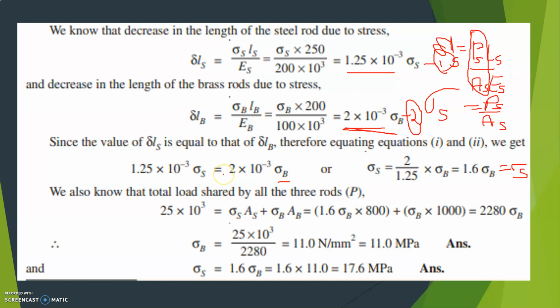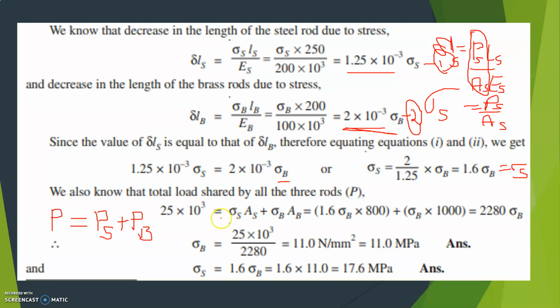Okay, what is the next point? The total load is equal to the sum of the load shared by the two rods, right? So P is the total load, that is equal to, here two rods are there, the steel rod and the brass rod, so I write here PS plus PB. What is PS? P is load, stress is equal to load divided by area. So how can you write? P is equal to stress into area.